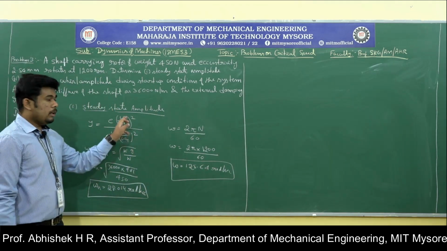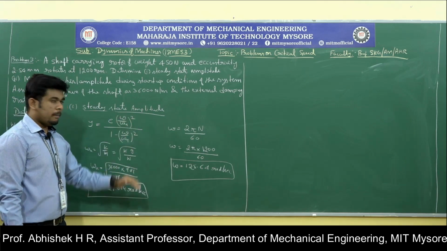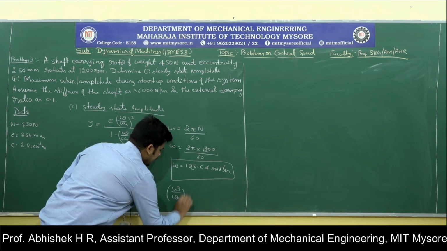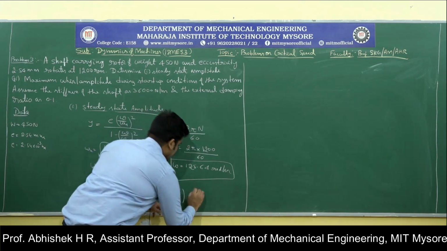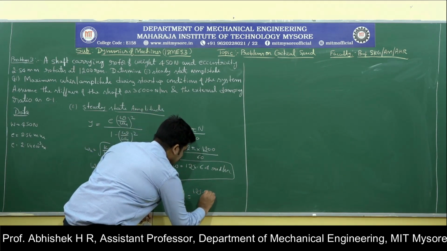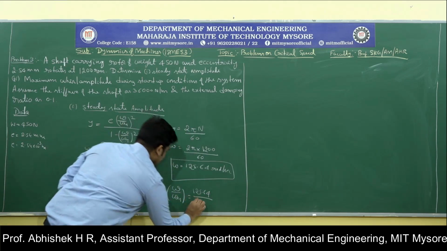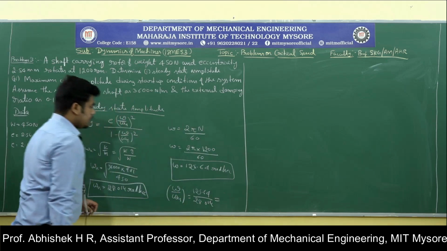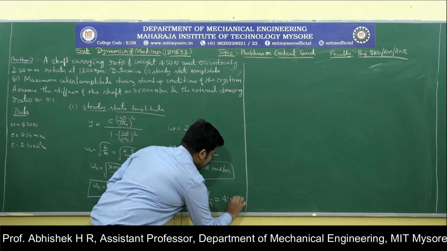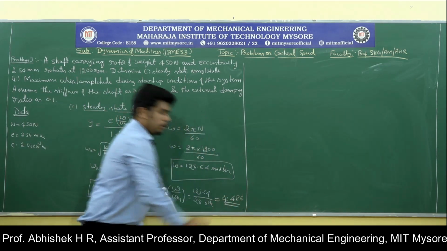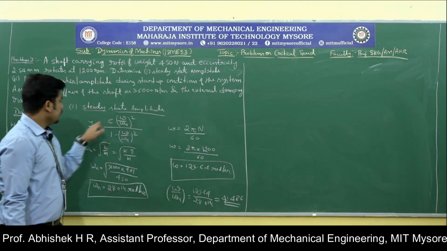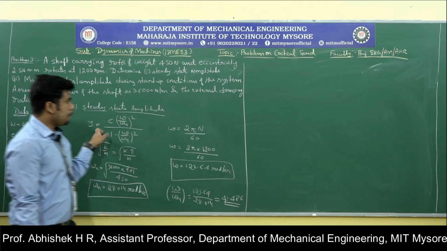So now here we want the frequency ratio, omega by omega n. So if you do omega by omega n, 125.64 divided by 28.014, so we'll get 4.486. Now substitute this value in the expression of the amplitude.